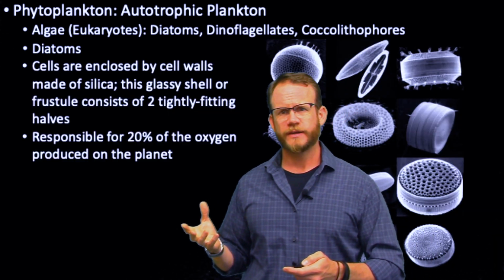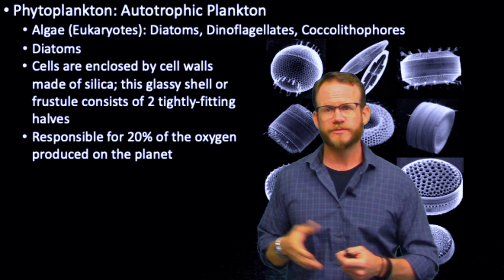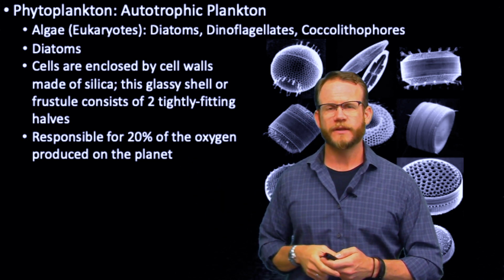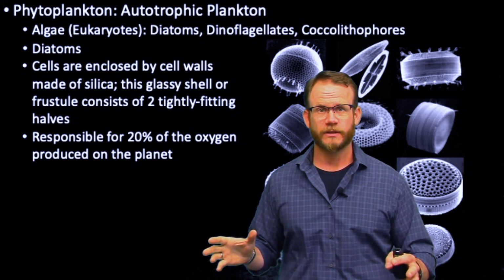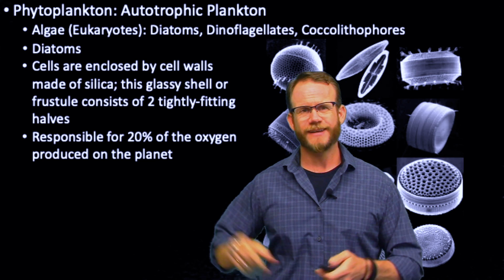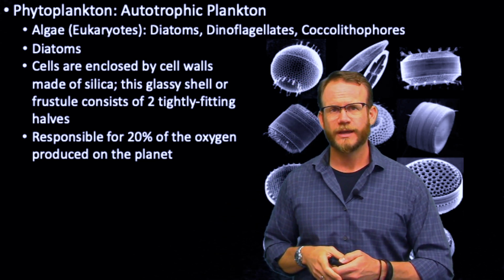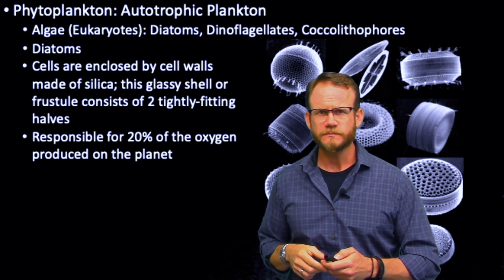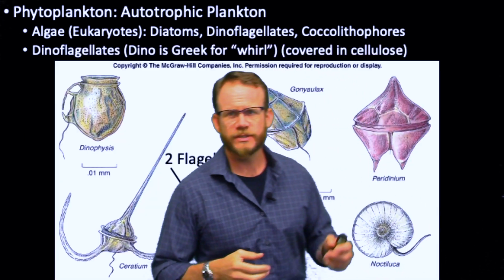A few things about diatoms. Like I already said, their cell walls are made of silica, glassy shell, but they're also responsible for about 20% of the oxygen produced on the planet. So all of these photosynthetic algae are about 50%, and diatoms make up about 20%. And that's a lot coming from these tiny microscopic organisms. Next, we'll move on to dinoflagellates, okay?